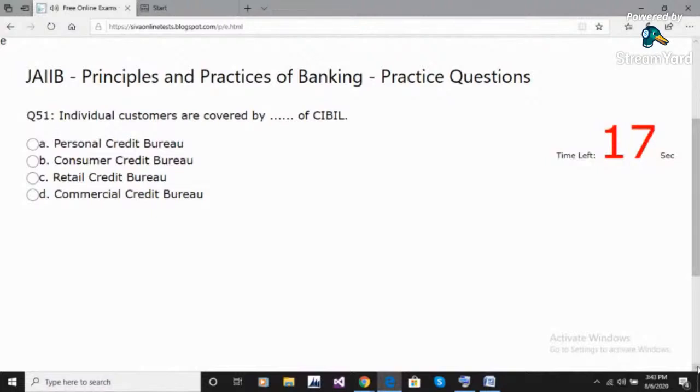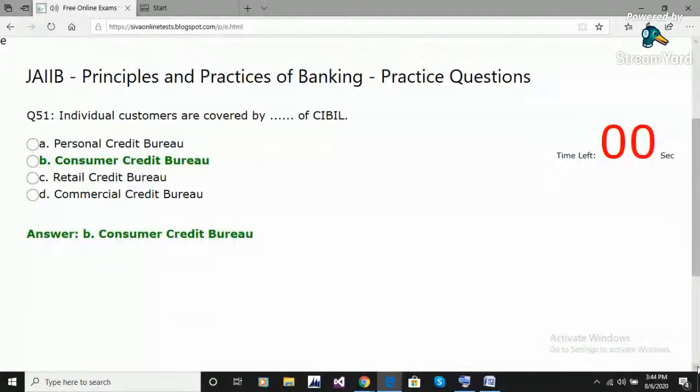Question 51. Individual customers are covered by CIBIL's. Option A. Personal Credit Bureau. Option B. Consumer Credit Bureau. Option C. Retail Credit Bureau. Option D. Commercial Credit Bureau. Answer B. Consumer Credit Bureau.